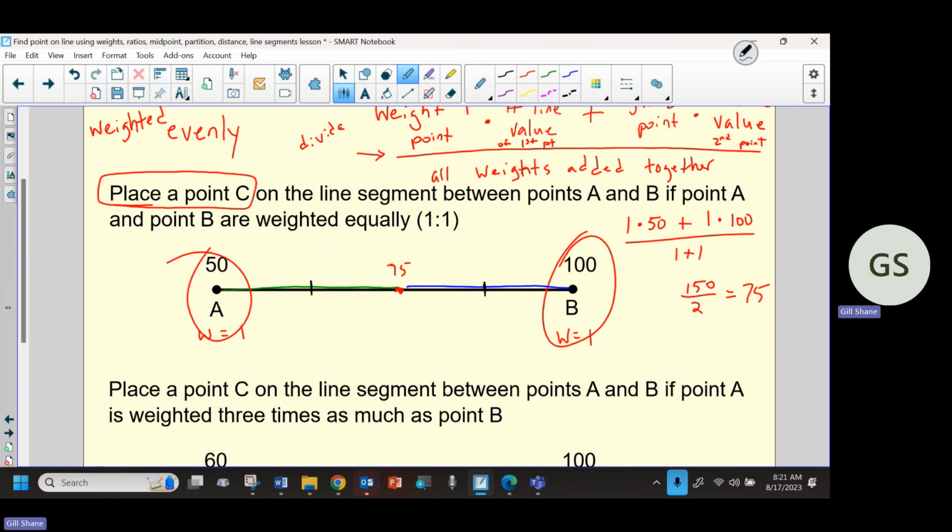Isaiah had his hand up. It is the average, but we call that point a specific kind of point. It's the halfway point. I mean, it is the halfway point, but there's a word that means halfway point. It starts with M. Midpoint. Midpoint. There we go.